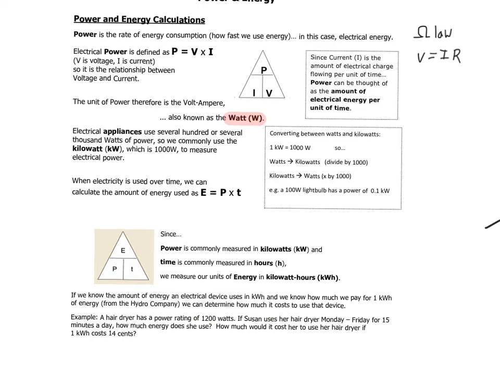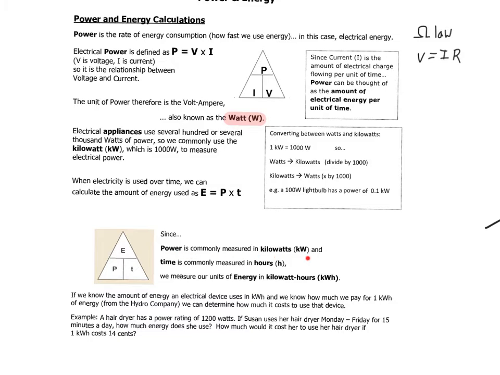Now, we also need to talk about energy, because I said that they're confused all the time. Well, energy is sort of electricity or power used over time. So power is an instantaneous measurement. So it's at a specific point in time. It's instantaneous. Whereas energy is over time. So we see it as power times time.